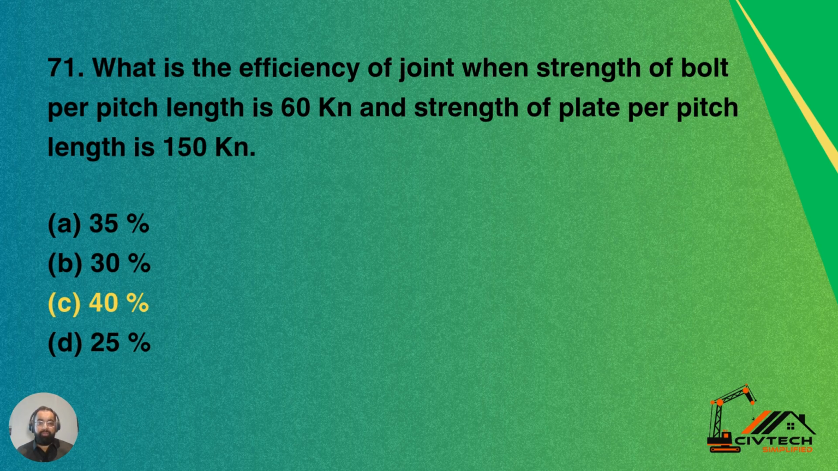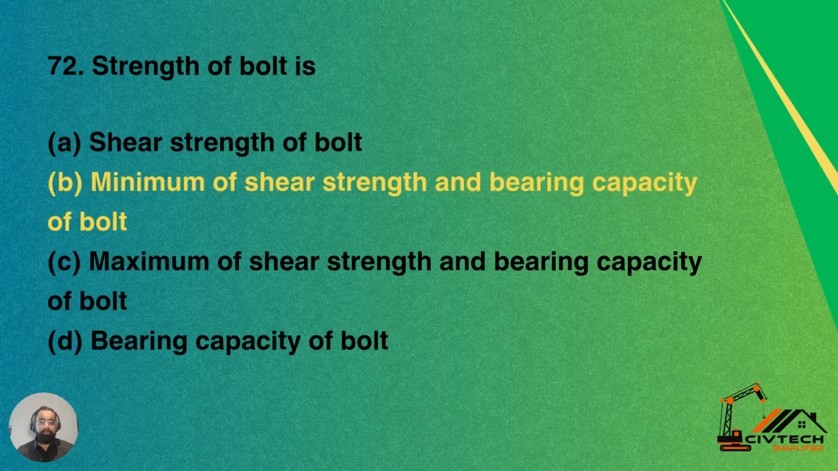71. What is the efficiency of joint when strength of bolt per pitch length is 60 kilonewton and strength of plate per pitch length is 150 kilonewton. So what should be the efficiency of joint? Option A 35%, option B 30%, option C 40%, option D is 25%. So it is 40%. C is the correct answer for this question.